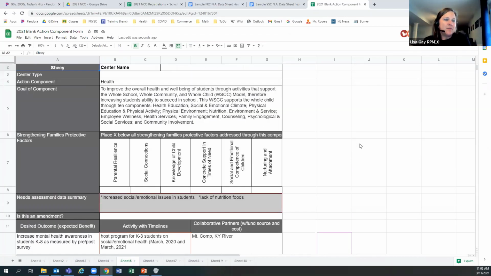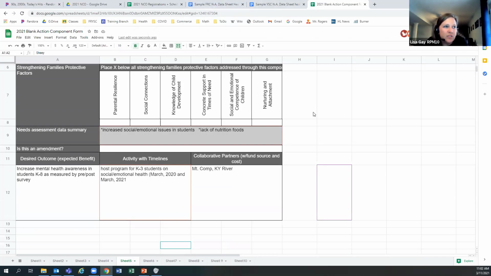Our original needs assessment data summary we picked was that we noticed there were increased social emotional issues in students. So one of the things we wanted to do was to increase mental health awareness in students K through 8 as measured by pre-post surveys. And we thought the same thing. We were going to design a couple different activities because K-8 is a wide range. We were going to do activities for primary, intermediate, and then our middle school kiddos. But we ran out of time.